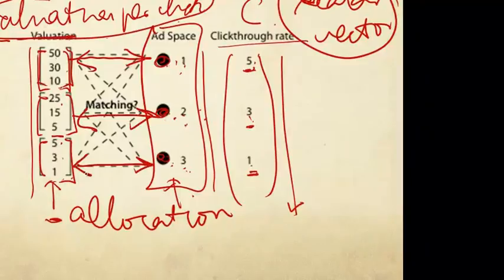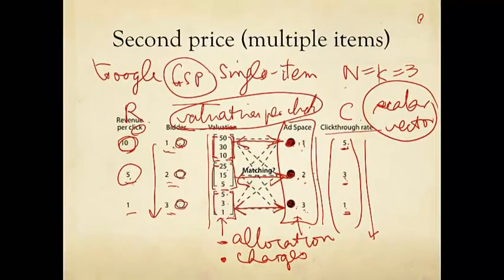That is the matching that GSP would provide. And then GSP needs to decide the charges, how to charge. It generalized the second price simply by saying, well, the top ad space given to the top bidder will be charged by the bid from the second highest bidder. Okay, so in this case it would be 25.